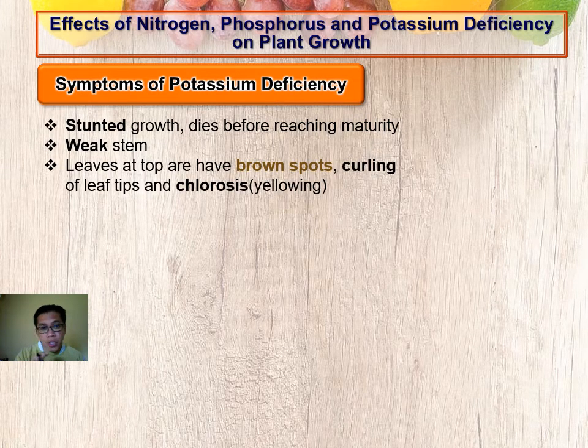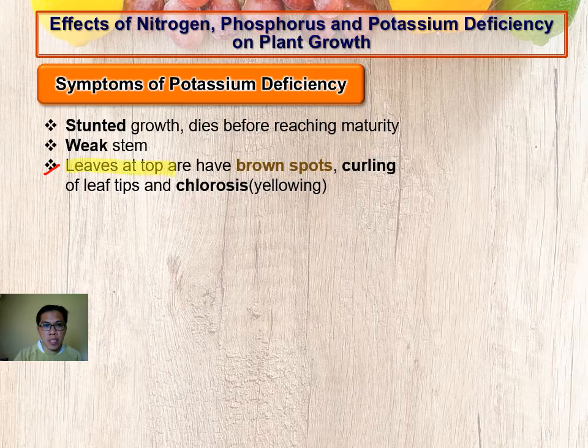Okay, as I mentioned just now, the easiest way to identify lack of macronutrients in a particular plant is by looking at the color of the leaf. Alright, this one. Leaf at top. Lihat di sini. Alright, leaf at top. Leaf at top have brown spot, curling, and leaf tips. Dia bagi tahu di sini, nampak?